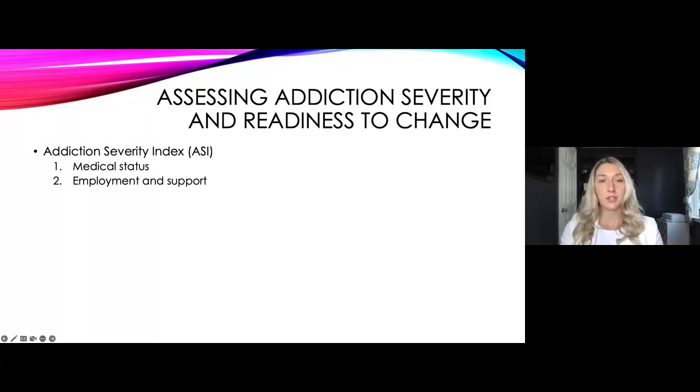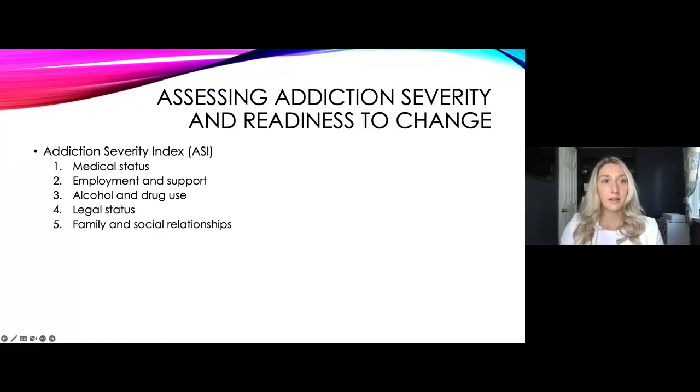So we're going to look at things such as their medical status, their employment, and what types of support they may have in the community, in their family, looking at what types of alcohol and drug use they're using, legal status, family and social relationships, and psychiatric status. Remember, a lot of co-occurring disorders, mental health disorders, and severe mental health disorders can occur with addiction.